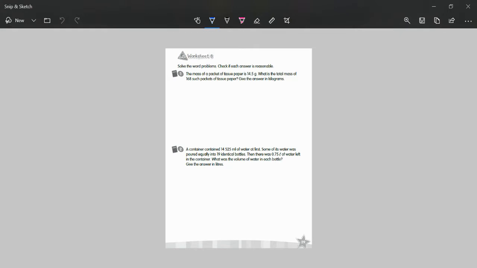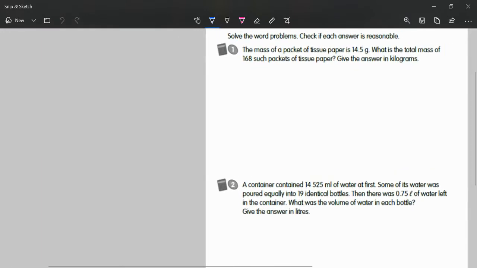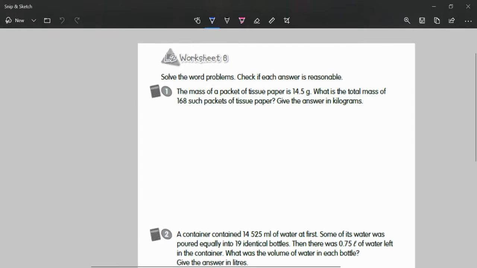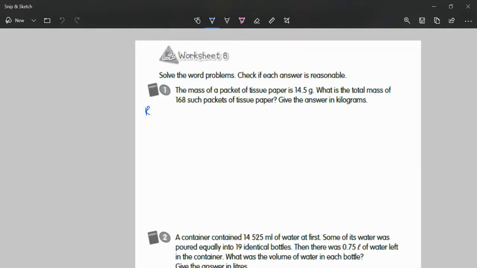This is Desmos Level 2 word problem, page 29, question 1. Let's practice the RACE step together. If you look at the question here, it says solve the word problems, check if the answer is reasonable. There's a reason for this instruction. Under check if it's reasonable, that's referring to the evaluate stage.